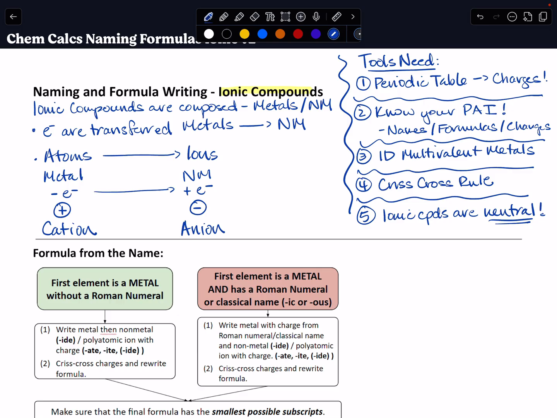Okay, so before we go to the rules, I want to take a minute to look at the periodic table because I think it's important for ionic compounds, specifically acids, it's useful too.